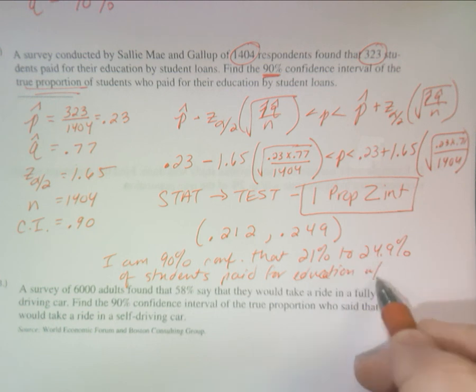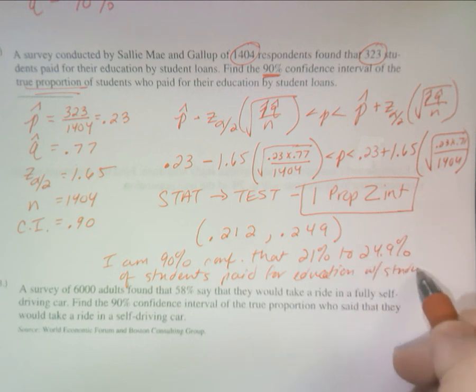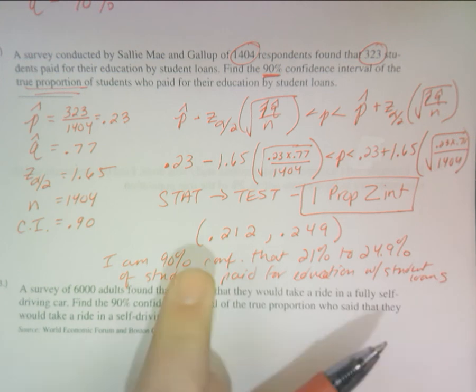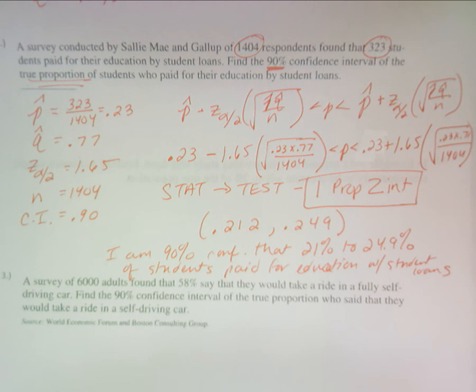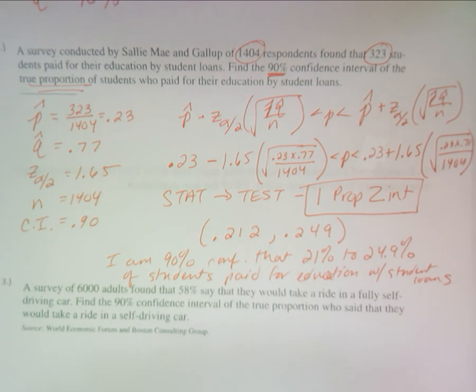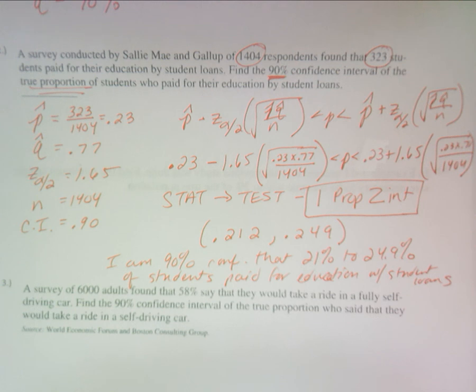So this is not a mean. This is a percentage. This is a proportion. I'm saying that I'm pretty sure that in this group of survey that I just did, 21 to 24.9% of them paid with student loans. Does that make sense to you? These are not supposed to be whole numbers. If you get whole numbers here, you did something wrong. They should be decimals because they are percentages. These are proportions.